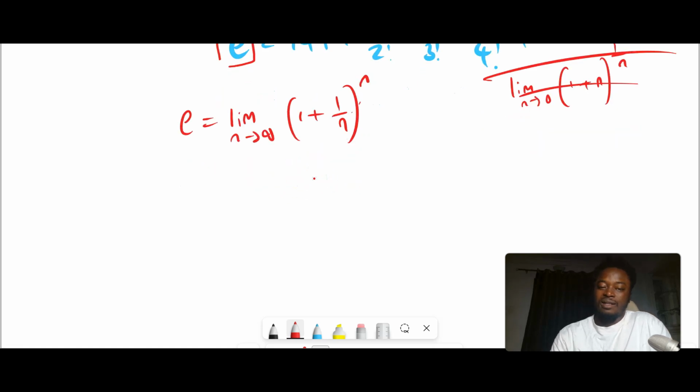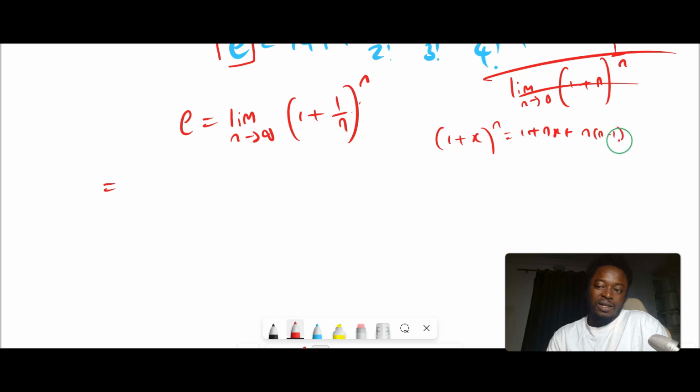And to do that, let's see. If you remember the Binomial Theorem, it says that (1 plus x) to the n would be 1 plus nx plus n(n minus 1) over 2 factorial times x to the second power, plus n(n minus 1)(n minus 2) over 3 factorial times x to the third power, and you continue in this way. So this is the Binomial Theorem.